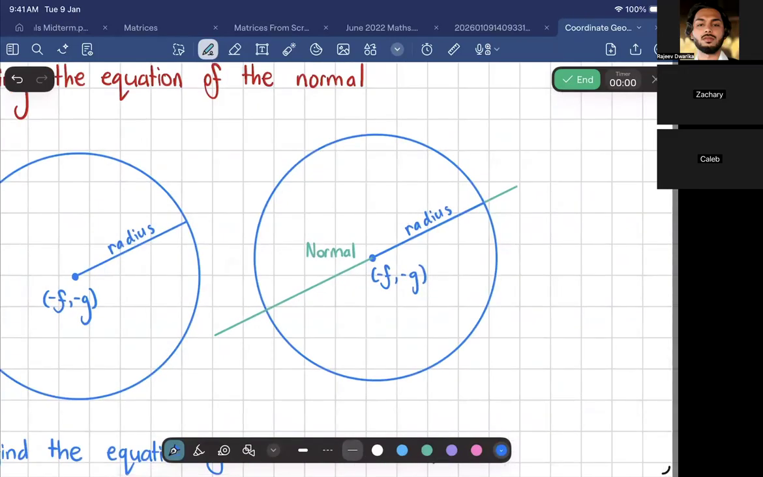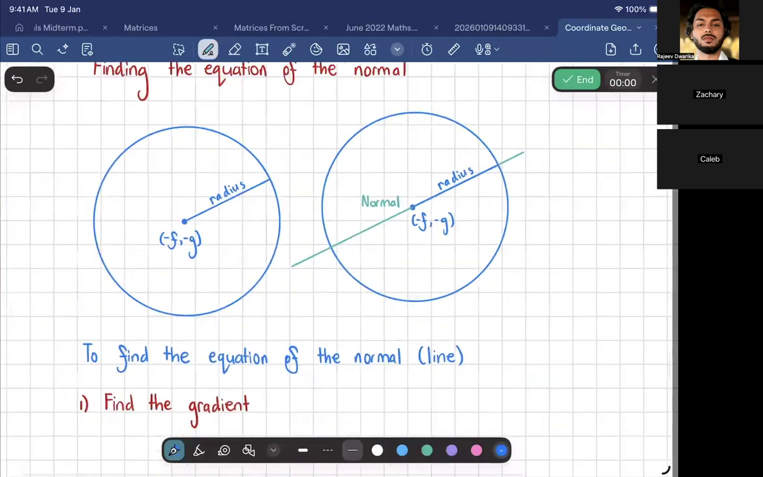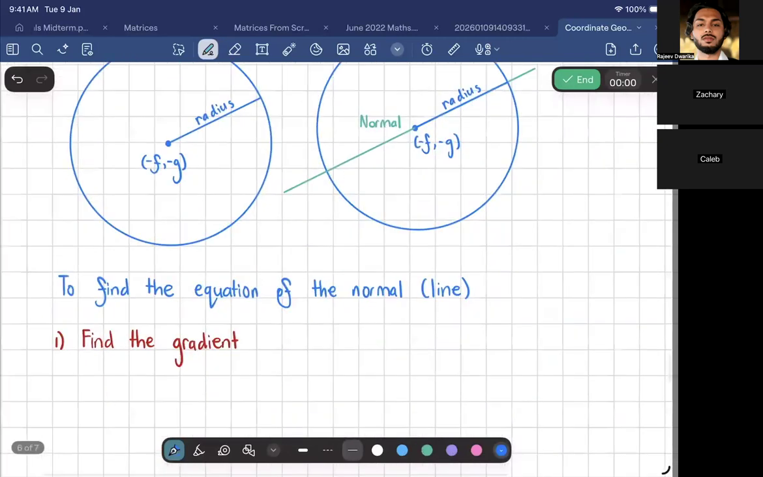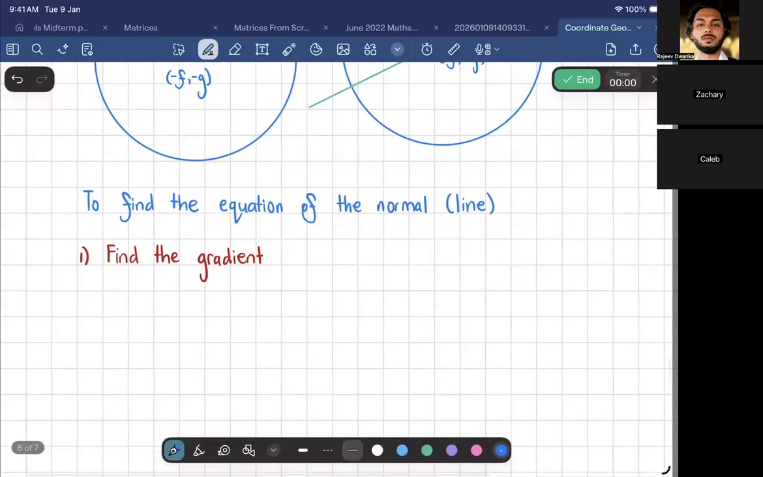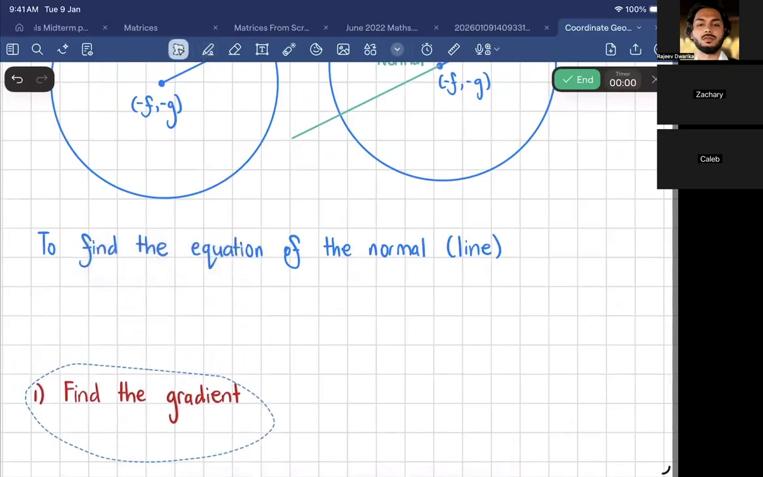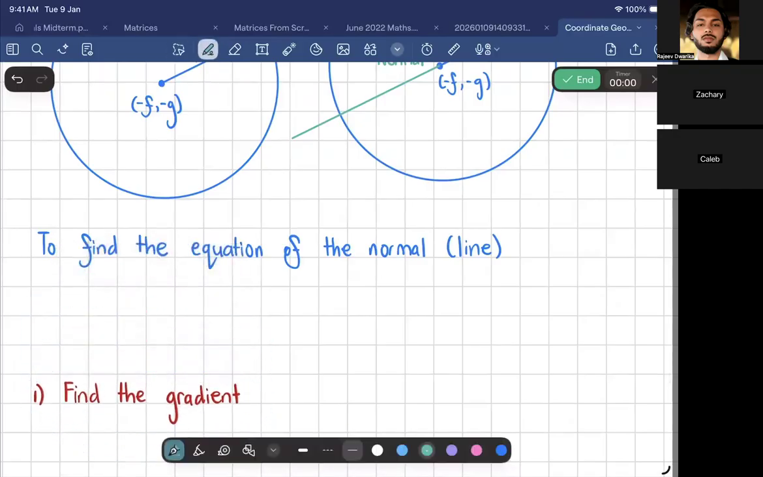My point is, if we want to find the equation of some line, could somebody just remind me what the equation of a line is in general? y equals mx plus c. Caleb, did you know that? Yes, sir. Okay. So the equation of a line is simply y is equal to mx plus c.